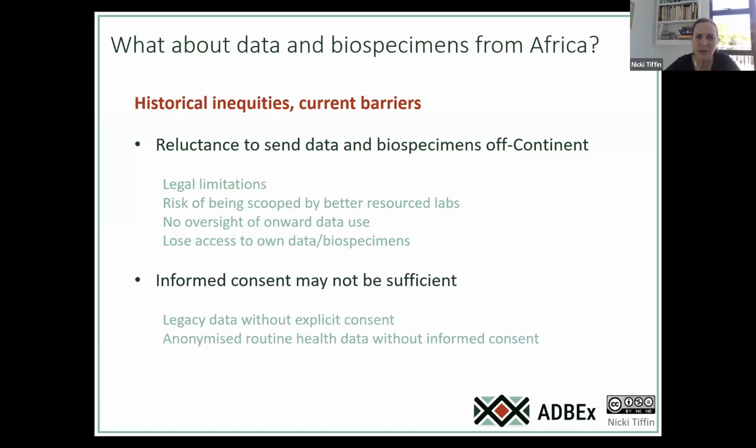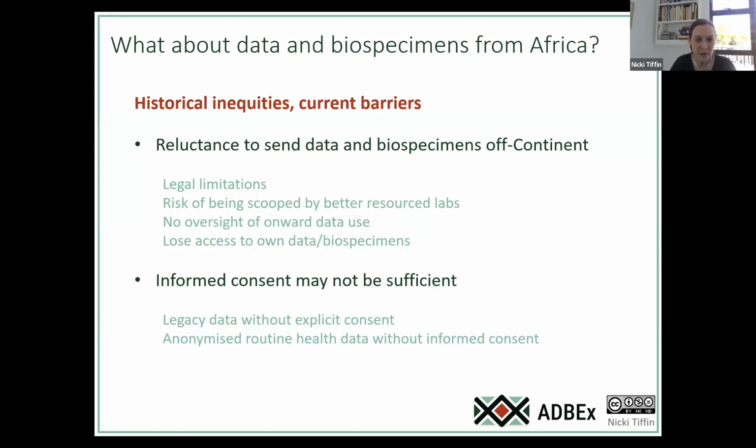It's also very difficult to have oversight of the onward use of data. Once they've gone into a central repository or your samples are in a central biobank, you effectively lose control over or oversight over what happens next. And it becomes harder to protect your participants' rights if you've collected those from real people. And we even see cases where researchers from Africa lose access to their own data or biospecimens. Once they get centralized, it becomes very difficult to access them for your own work again.